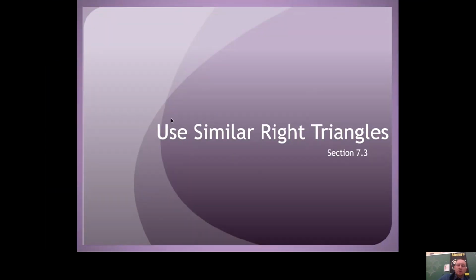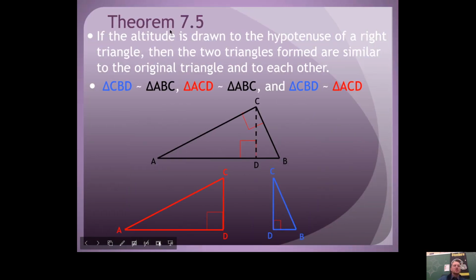This is section 7.3. We're going to use similar right triangles. Here's theorem 7.5. It tells you if the altitude is drawn to the hypotenuse of a right triangle, then the two triangles formed are similar to the original triangle and to each other.